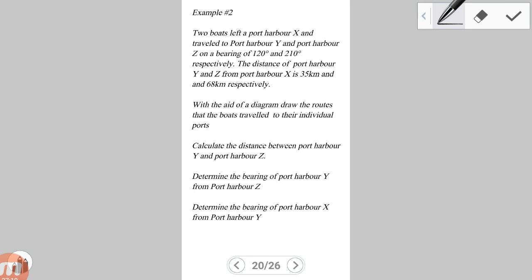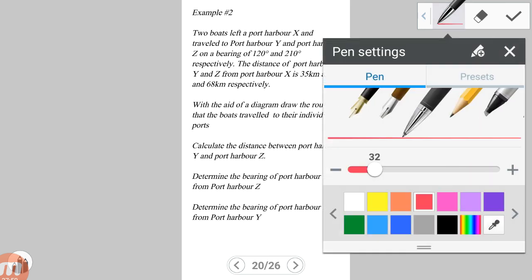So this is a little bit more information here. You can see that it asks a little bit more of us, so let's jump right into it. Now it says that two boats left a port, harbor X, and they traveled to harbor Y and harbor Z. So two boats are leaving the same port on a bearing of 120 and 210 degrees. I don't have any space here, so I'm going to have to go to the other page and construct. Now, as I said to you before, you do not want to read all the information at once.